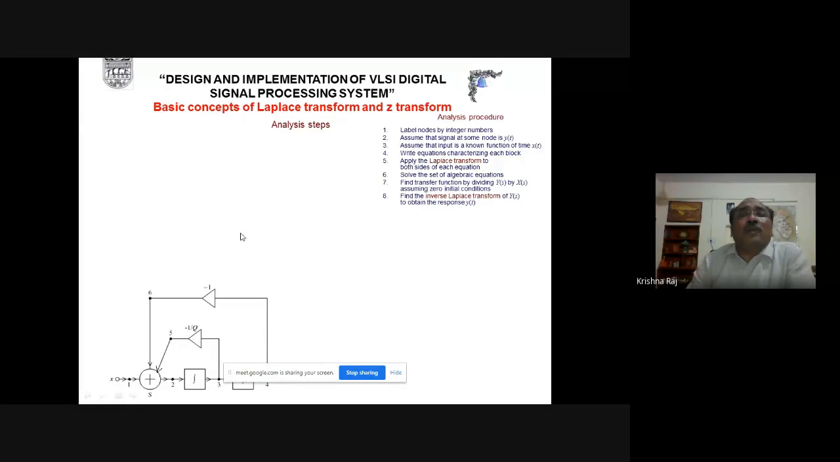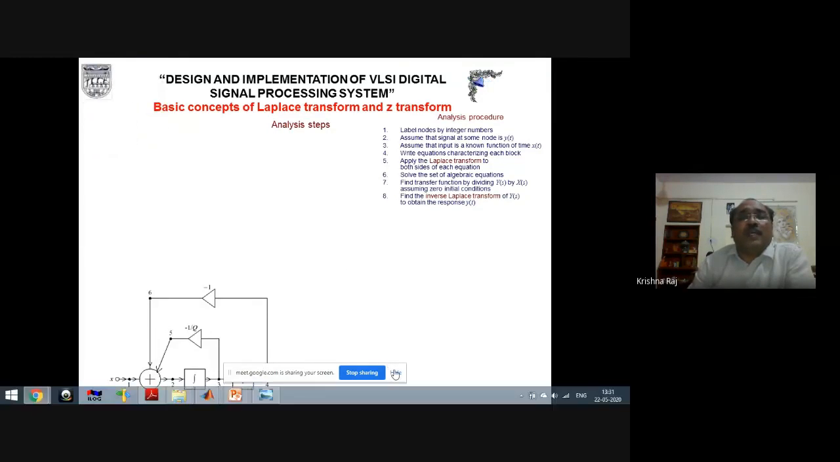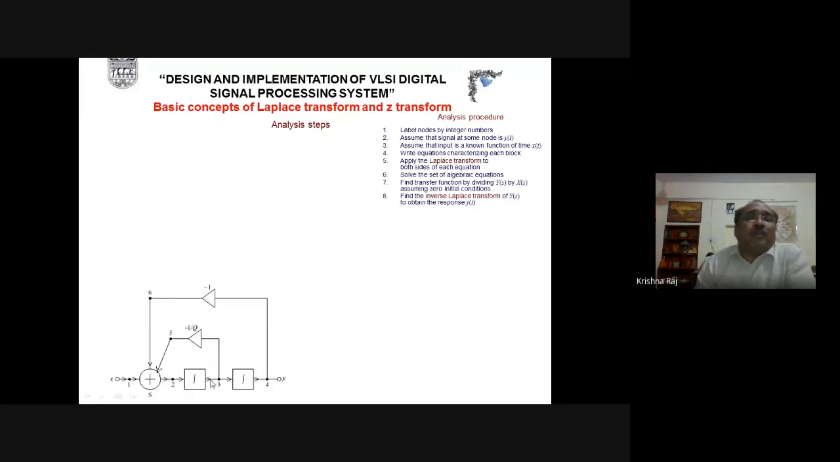Now, the steps used in order to analyze the network. Suppose this is a transfer function and we are interested in analyzing it. For that purpose, what do we have to do? First, we draw the block diagram of the network, and the first step is to label the nodes by integer numbers. These are the nodes here, and all the nodes will be indicated. In the second step, assume that the signal at some node is y(t), and here we consider this is the y(t).